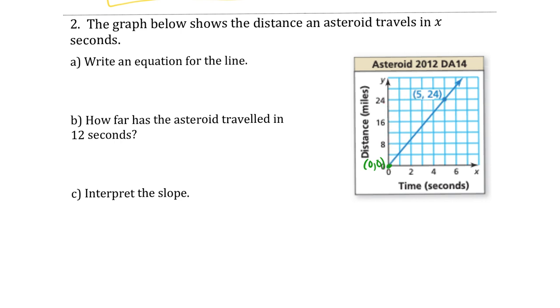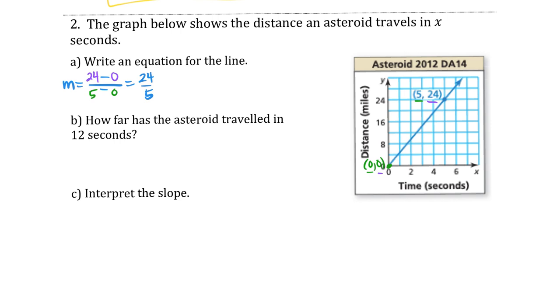I'm going to use the formula for people who like the formula. It's going to be y minus y over x minus x. And as long as you go in the same order, it doesn't matter which one's first. Okay, so my slope is 24 over 5.